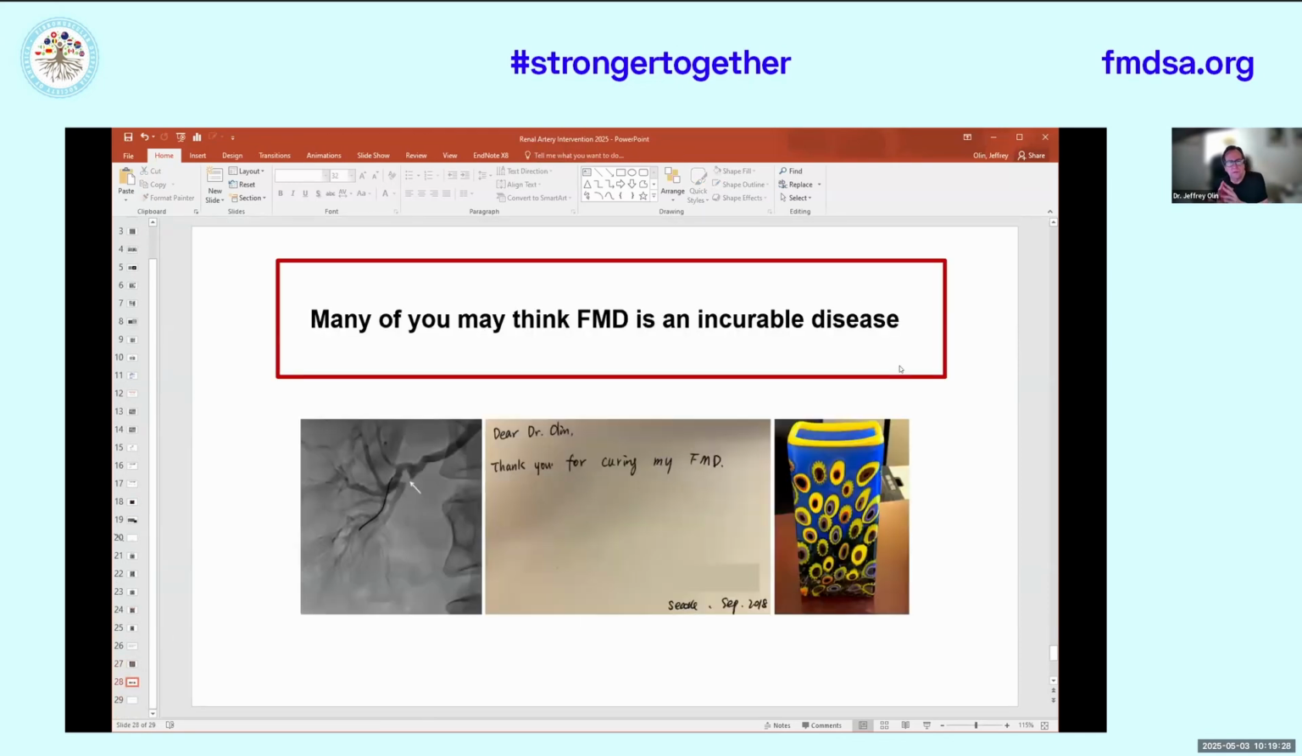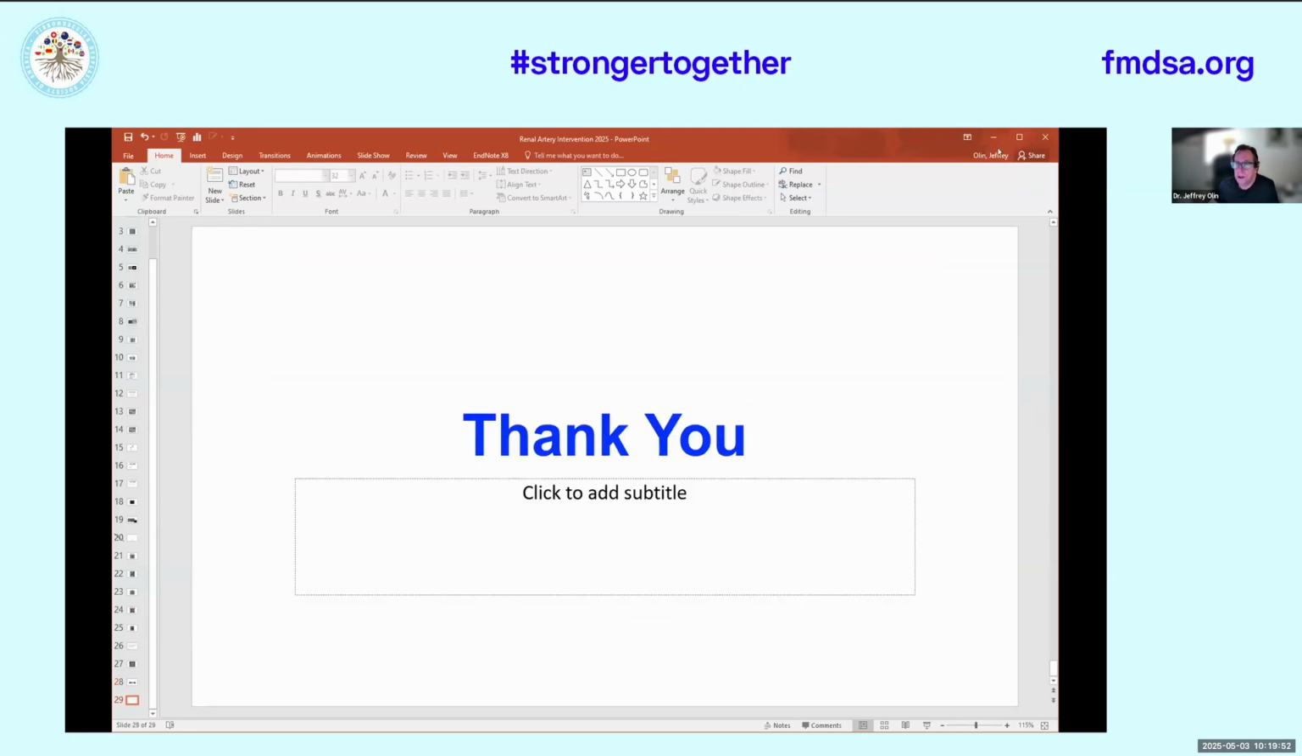Now, a patient came to see me from Seattle, and many of you think FMD is an incurable disease. This patient didn't think so. She had a very severe stenosis of a branch renal artery with really severe hypertension. And we took care of this. Her blood pressure has been cured since 2018. She sent me this very nice vase. So thank you very much.